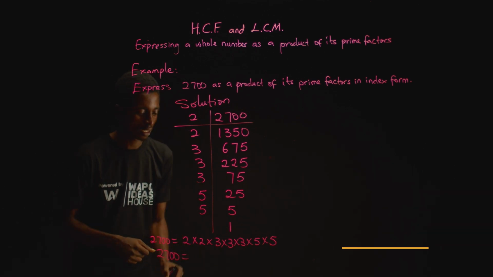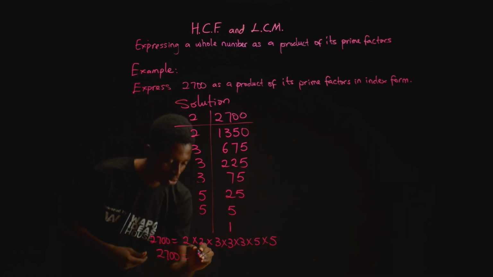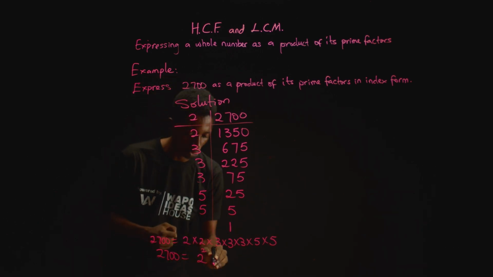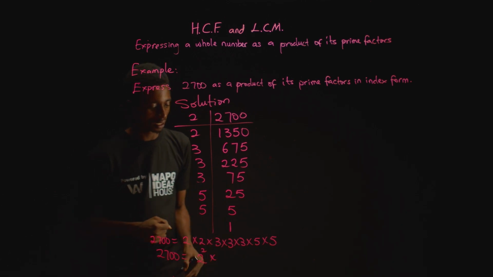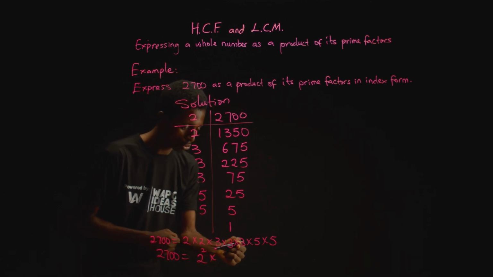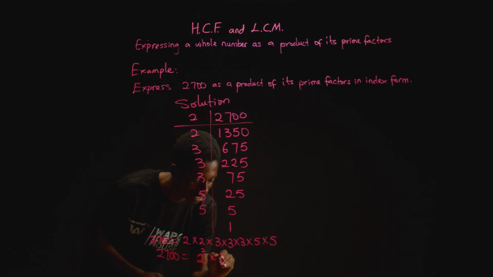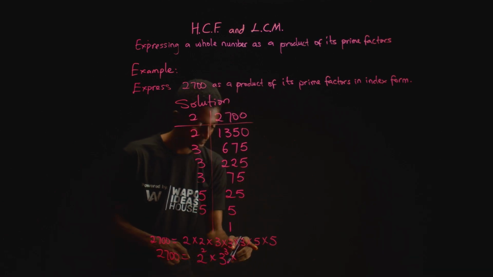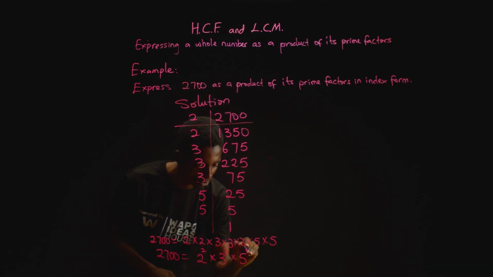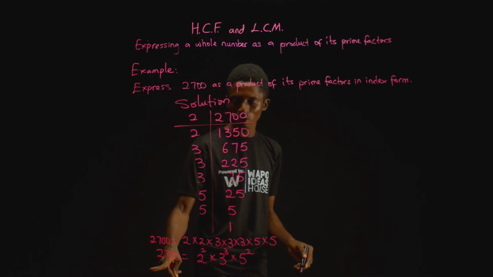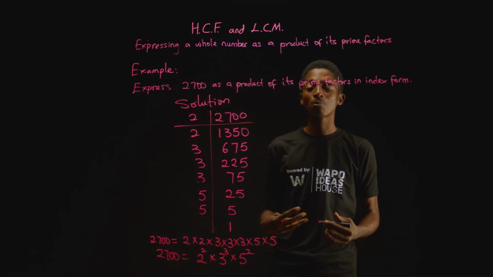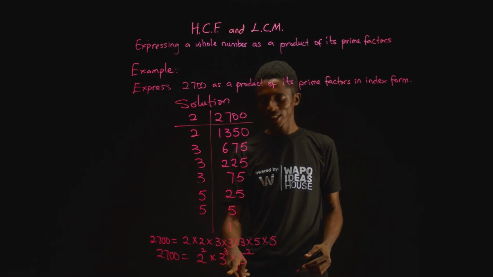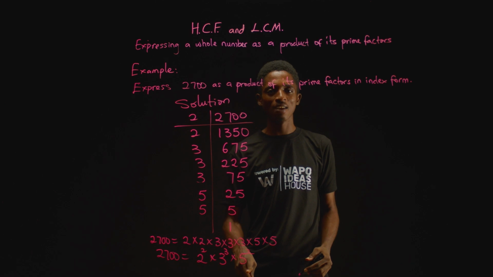2700 then becomes, now 2 appears twice, so we write it as 2 with the power of 2. That's the index form for 2, and then multiply by 3, which appears 1, 2, 3 times. That is 3 raised to power 3, multiplied by 5, which appears just twice, so we have 5 raised to power 2. That is 2700 as the product of its prime factors in index form will be 2 raised to power 2 multiplied by 3 raised to power 3 multiplied by 5 raised to power 2.